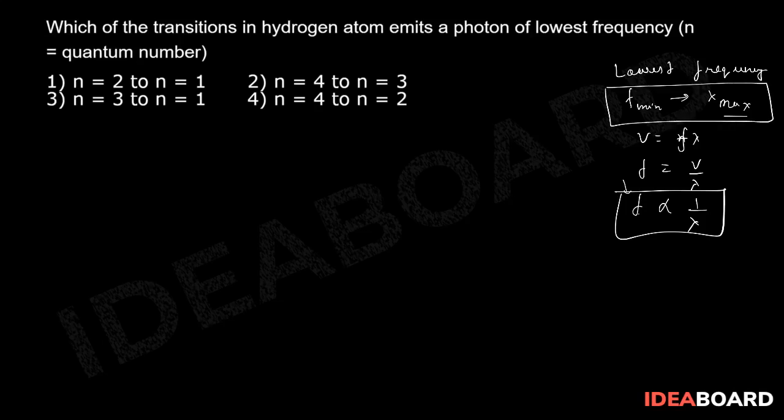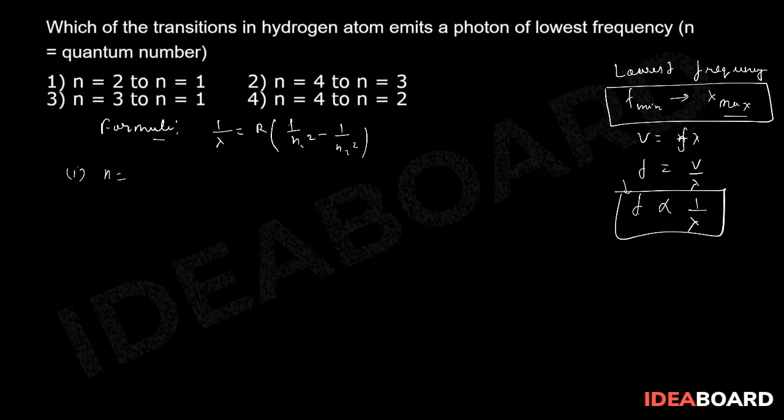So now we have our formula. The formula says 1 upon lambda is equal to R into 1 upon n1 square minus 1 upon n2 square. Perfect. So if this formula is there, now I need to see the combinations.